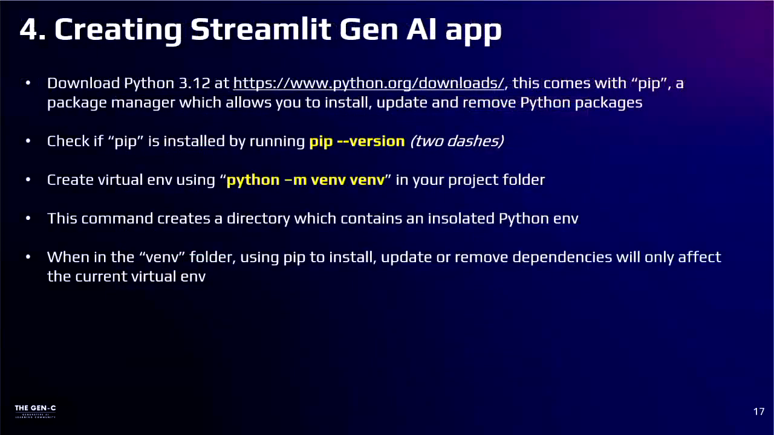And you will need to download Python 3.12 to create your Streamlit Gen AI app. So this comes with pip. If you are not aware, it's a package manager which allows you to install, update, and remove Python packages.